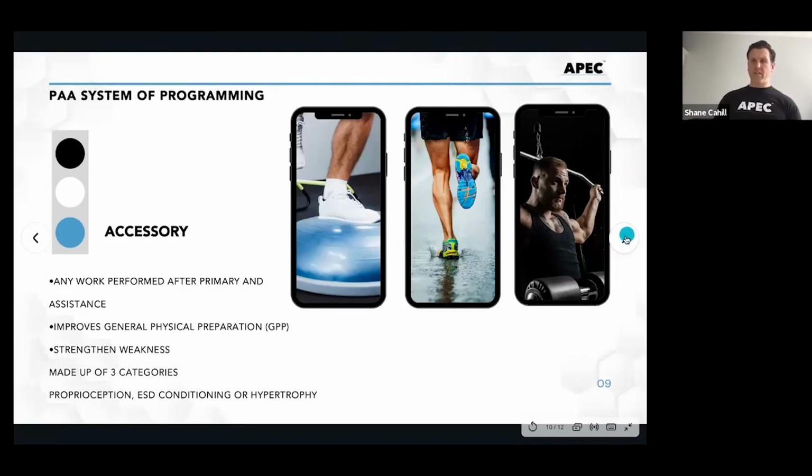I know there's a couple of layers to that, and I will answer any questions that you guys have on this at the very end.